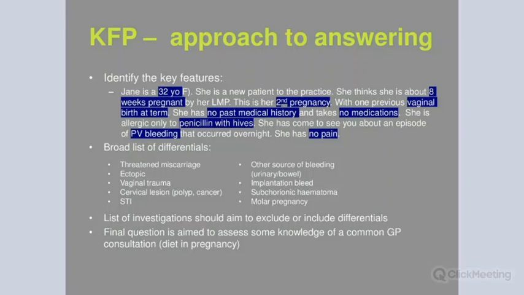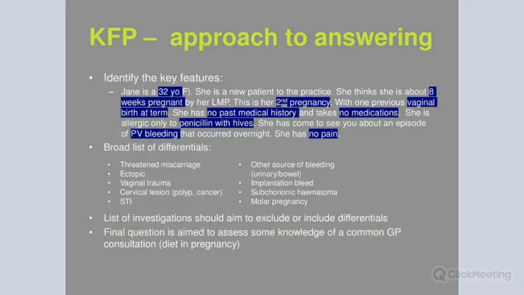In the same way, they don't want you to give lists. So they don't want you to say threatened miscarriage, for example, incomplete miscarriage or complete miscarriage or blighted ovum. The term threatened miscarriage is enough. And in the same way, if you do write cervical lesion, they don't want you to write e.g. polyp or cancer, because technically that's two different answers. So that's where the KFP becomes quite tricky, and we might have a bit of time to talk through that a little bit more tonight, but that definitely will be covered in more detail in the second webinar.